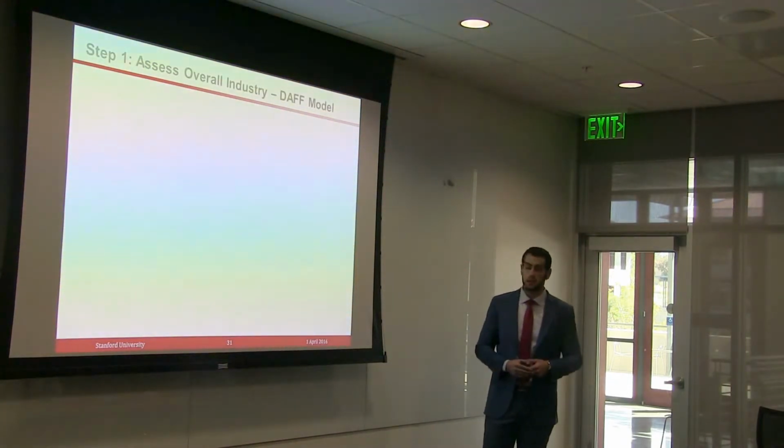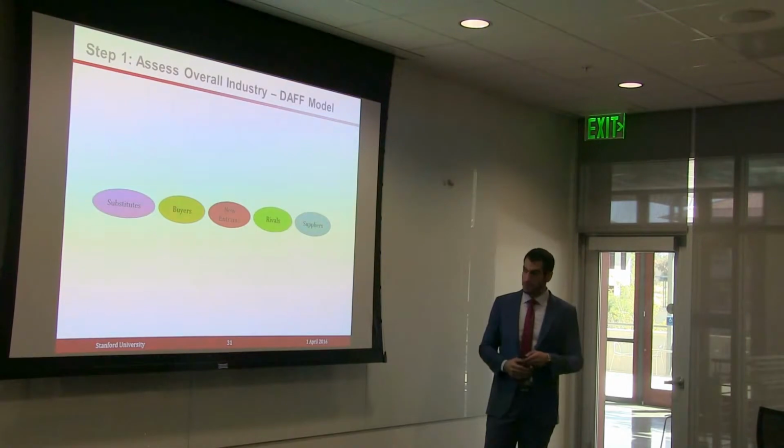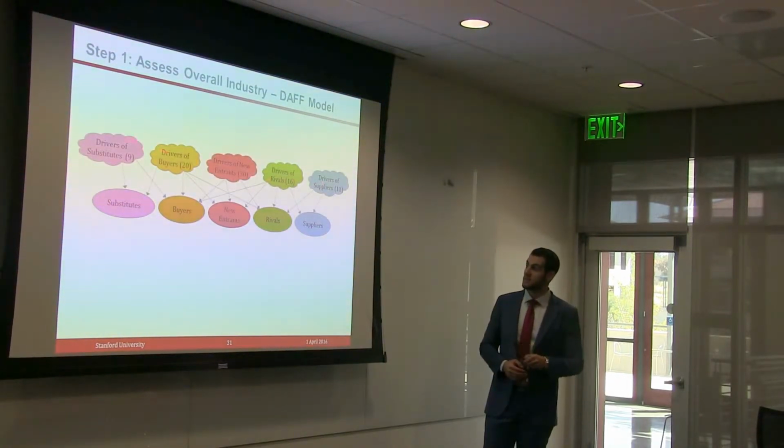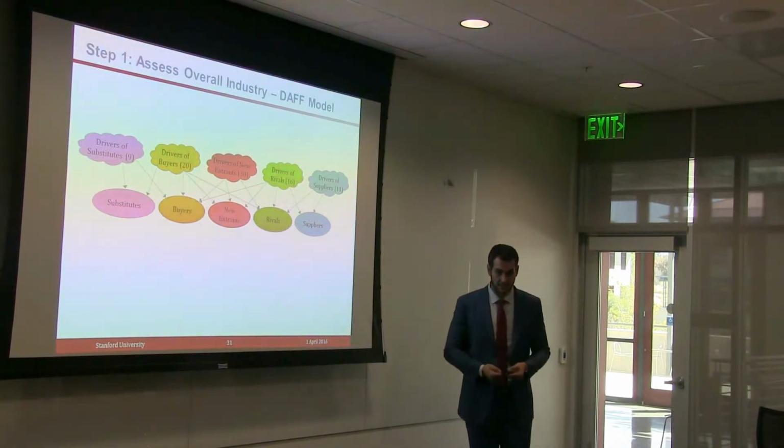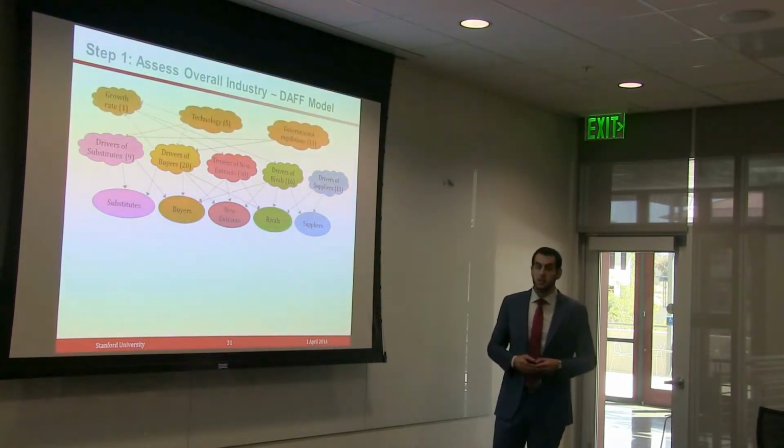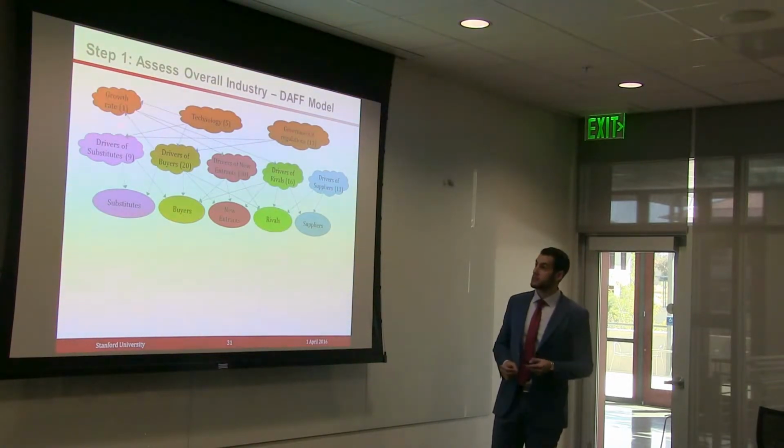This is the step 1 DAF model. I start with the 5 forces as uncertainties. Then I add all of the drivers for the forces. And here, to remove clutter, I'm just putting all the drivers in clouds. The number here is the total number of drivers that we actually assess. Then we add the industry-specific factors: regulations, technology, and growth rate, with the same thing for the number. For example, regulations affect both buyers and substitutes.